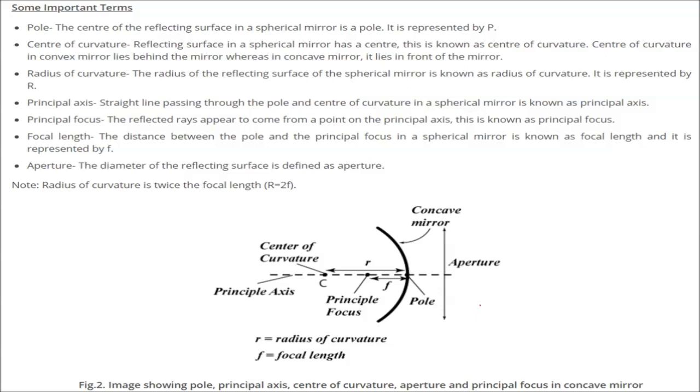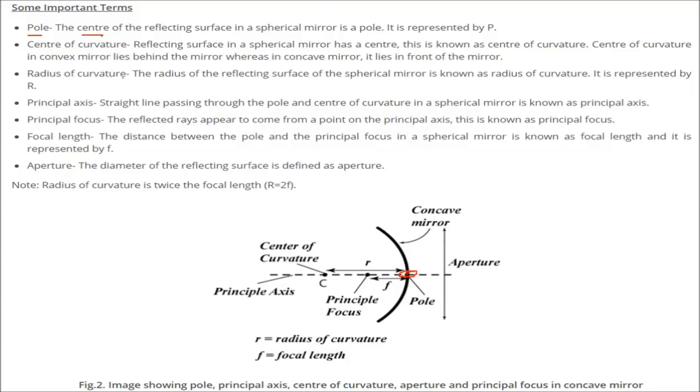Some important terms with respect to reflection and refraction: pole, principal axis, center of curvature, aperture, principal focus. Pole. What is a pole? The center of the reflecting surface in a spherical mirror is the pole. In this figure, this P is the pole.